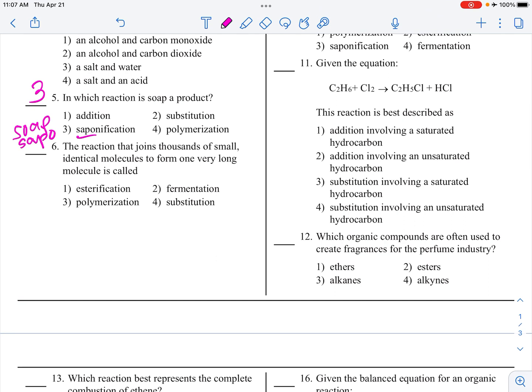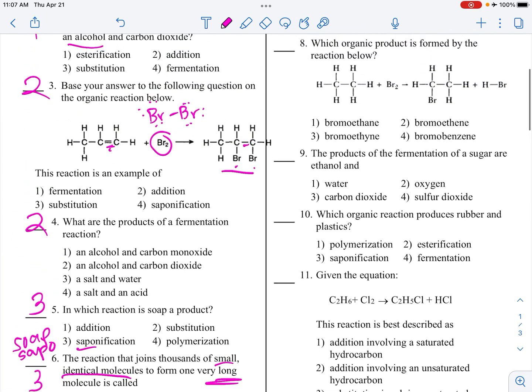The reaction that joins thousands of small identical molecules to form one very long one. Small identical molecules, one very long molecule. That is polymerization. Super long carbon chains. Polymerization. Again, esterification is formation of an ester. Fermentation is formation of alcohol. And a substitution, that's not what's being described.